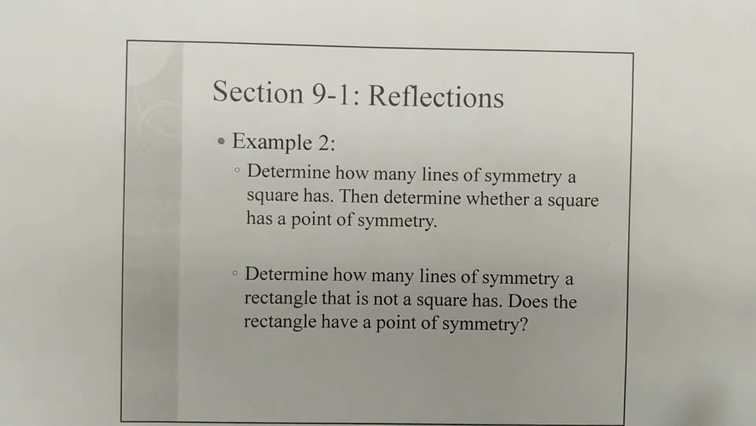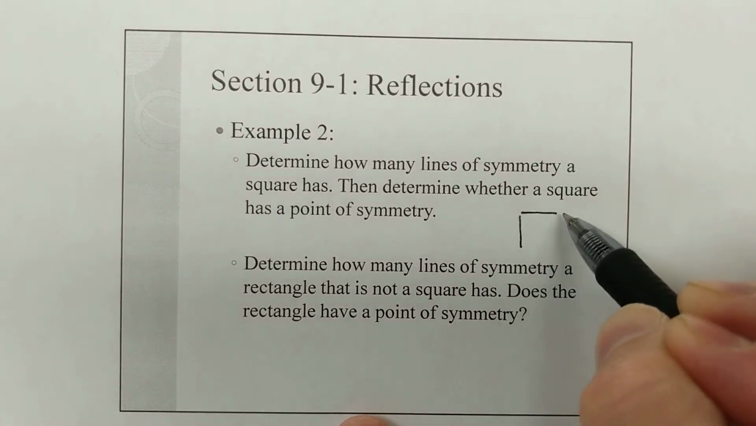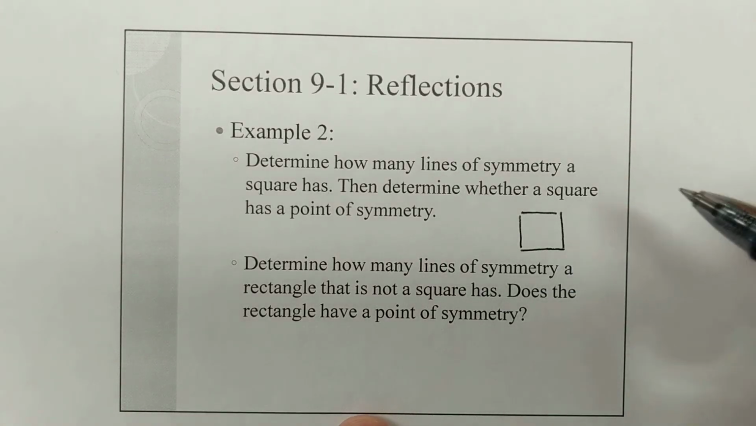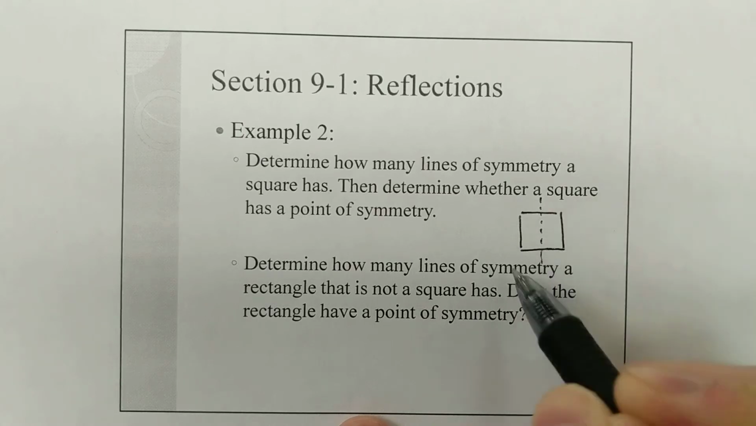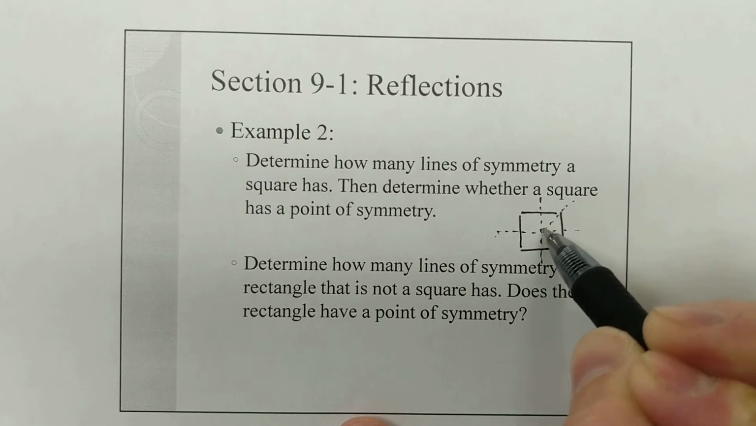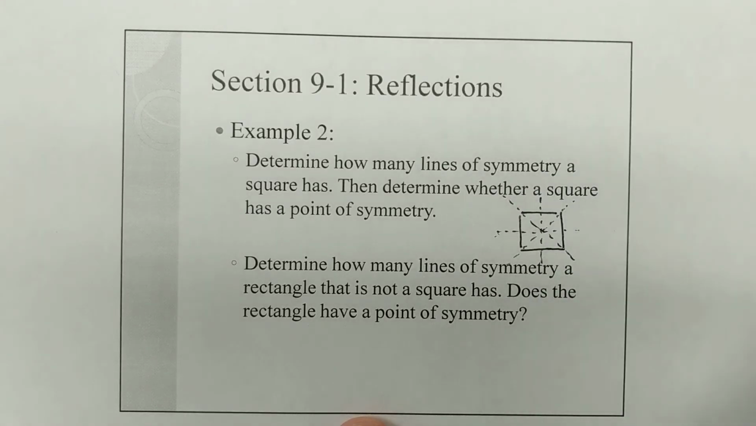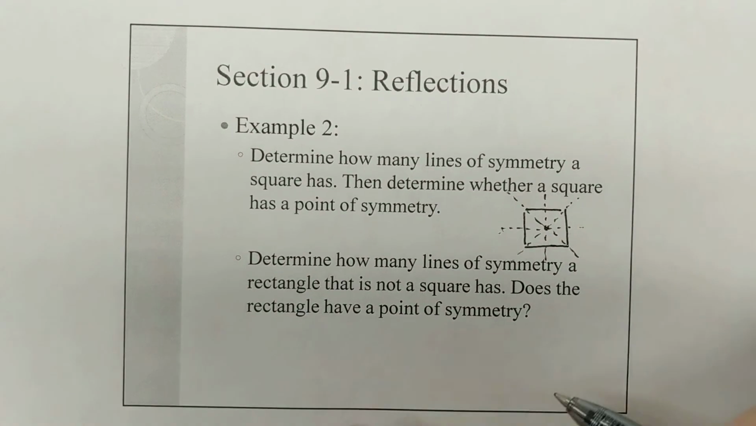All right, so last example here, determine how many lines of symmetry a square has. So I'll draw a real rough square. We'll talk about the number of ways you can fold it. So there's one fold, two folds. You can also fold it corner to corner, three folds, and four folds. So there's 4 lines of symmetry, and there's your point.